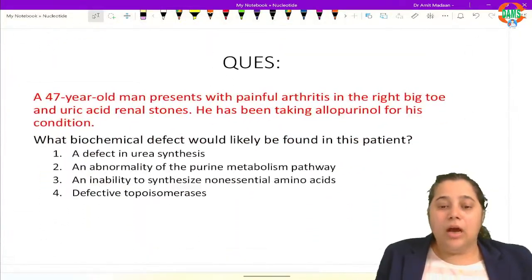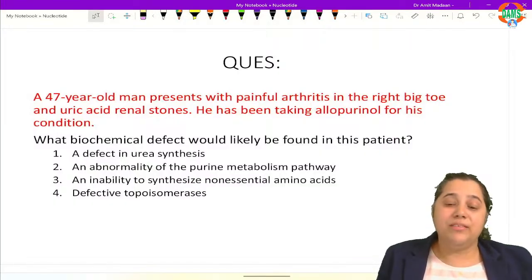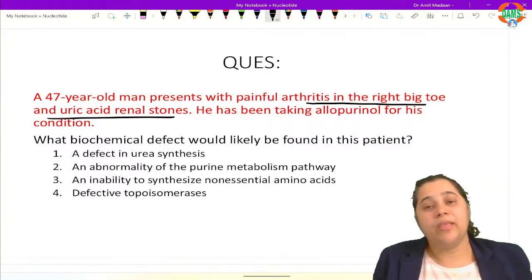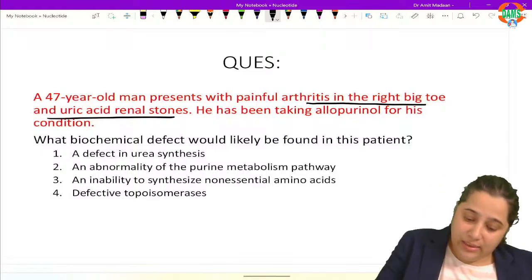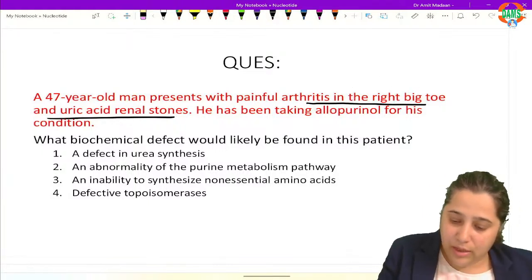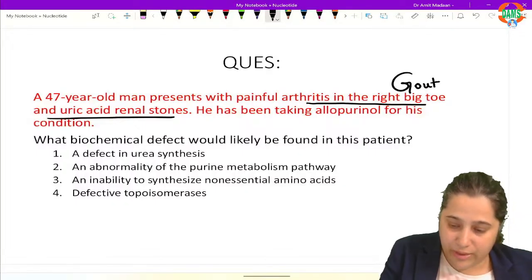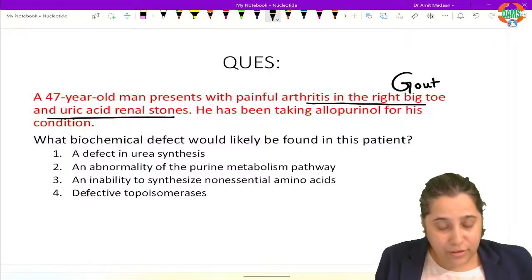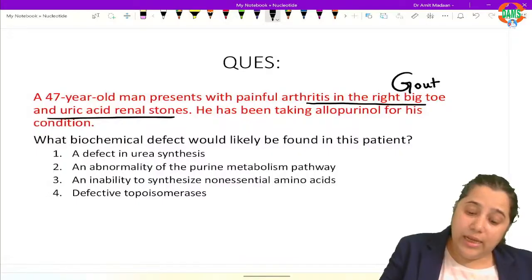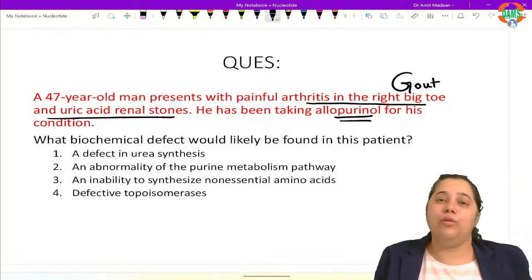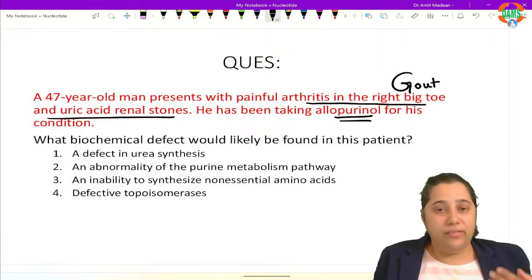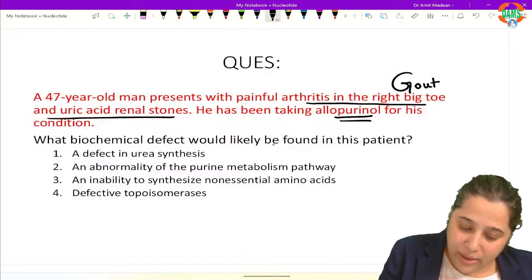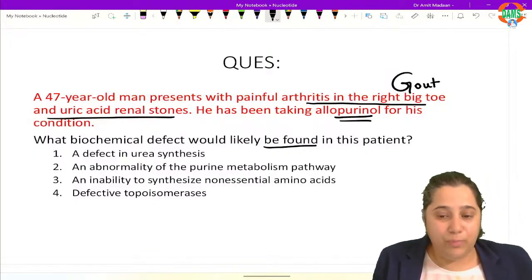Another question. A 47-year-old man presents with painful arthritis in the right big toe and uric acid renal stones. This is a condition, this is gout. When it is presenting as arthritis, it is gout. Uric acid renal stones are also mentioned in the question. He has been taking allopurinol for this condition. Allopurinol is a drug which tends to decrease uric acid level. What biochemical defect would likely be found in this patient?